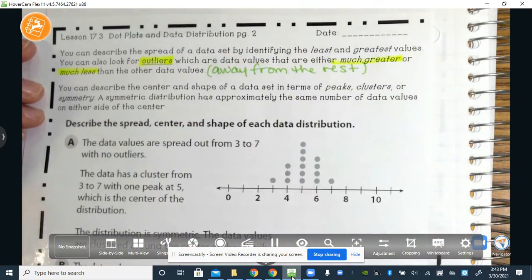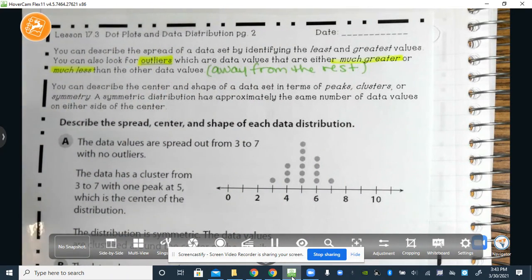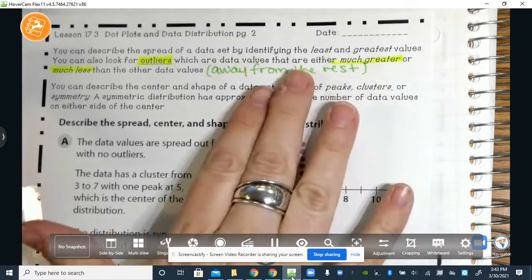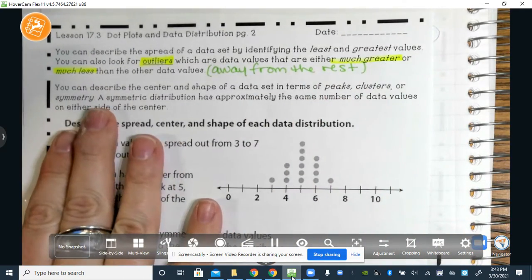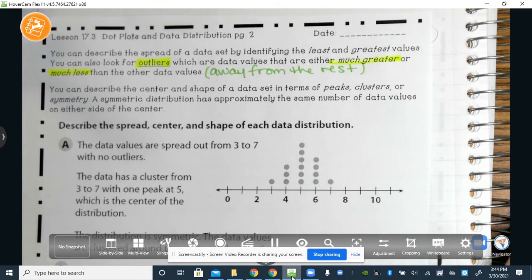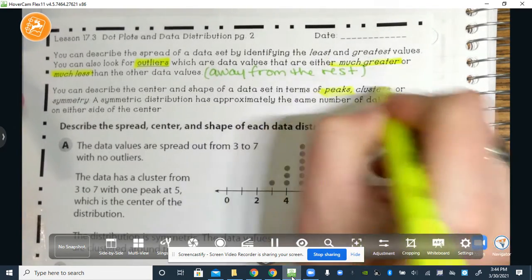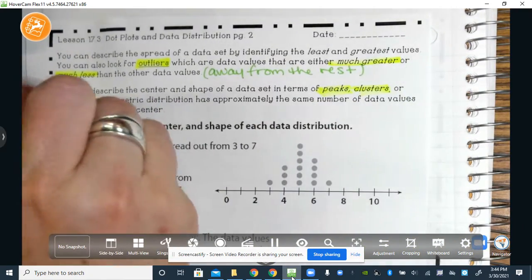So like the outcast, okay? Like the untouchables. Think about, kind of relate this to your social studies units, okay? Those people were supposed to be far away from everybody else, could not be near people. So that's kind of like what your outliers are. So you can describe the center and the shape of the data set in terms of peaks, clusters, or symmetry.